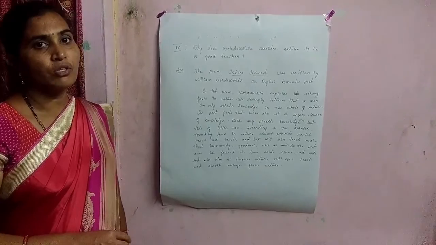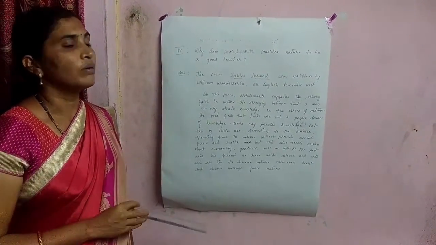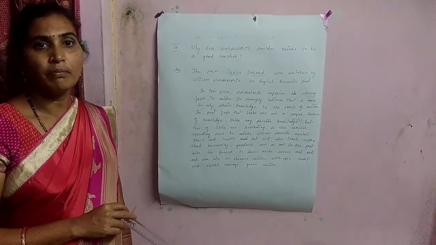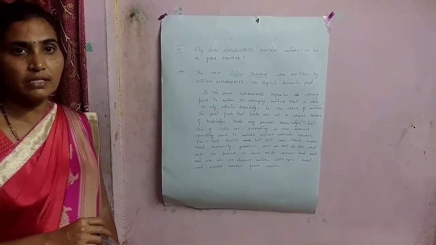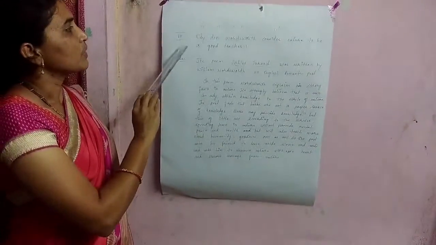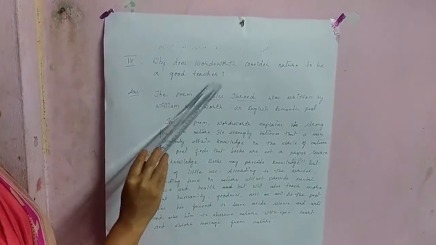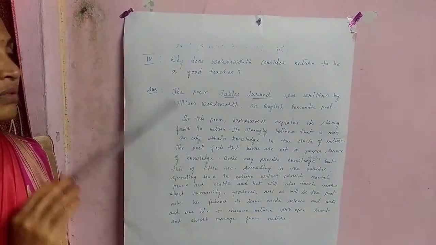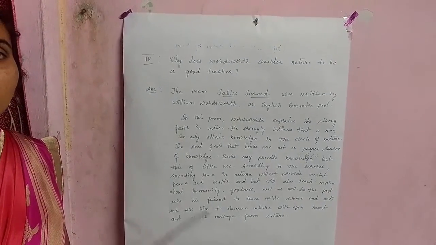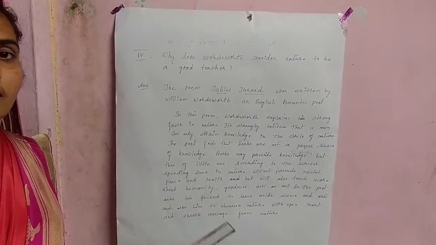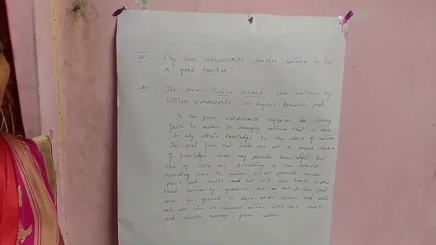Now come to the fourth round. In this you have one short question from poetry, that is The Tables Turned. See the question: why does Wordsworth consider nature to be a good teacher? Why does Wordsworth think that nature teaches more than books? Why did he consider nature a good teacher?